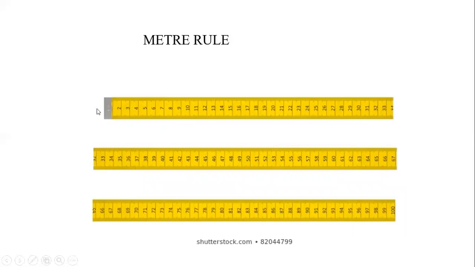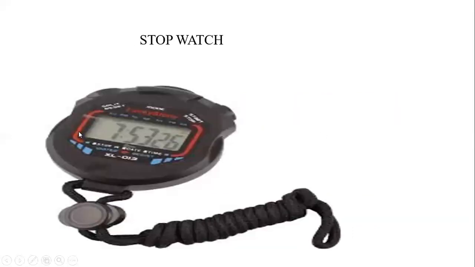This is known as a meter rule. We all are familiar with it, and it is used to measure the length of objects. This is known as a stopwatch. Usually it consists of the buttons start, stop, and reset. We can use it to calculate the time between any two intervals.